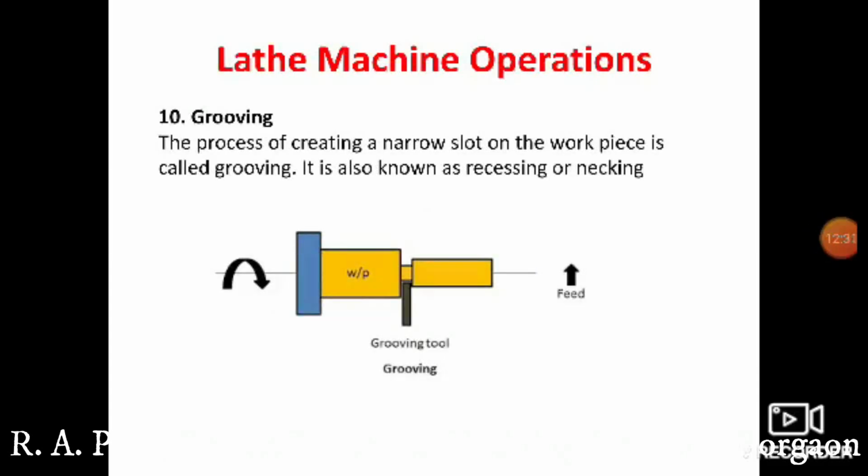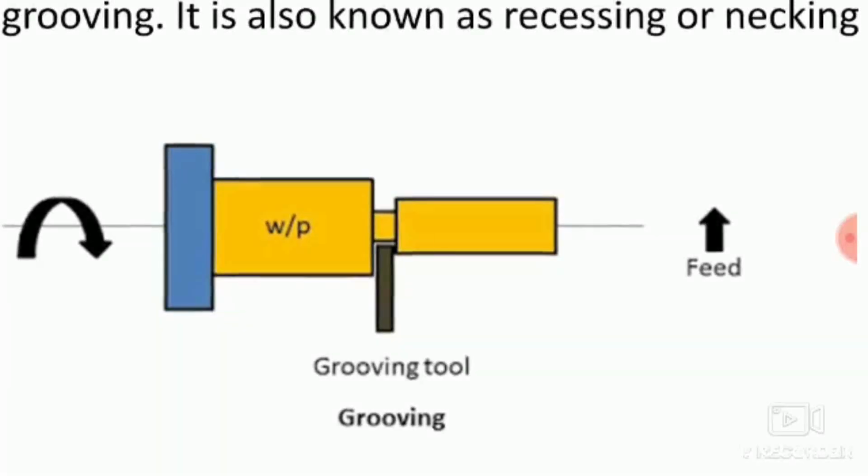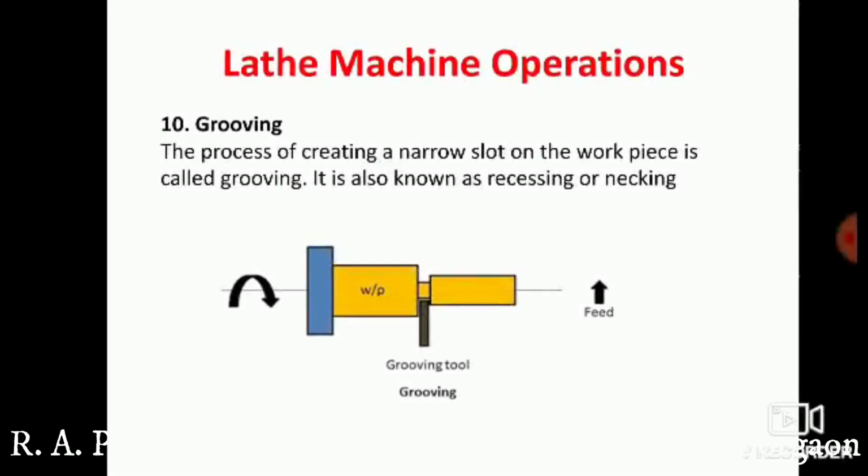Next operation, that is grooving. So the process of creating a narrow slot on the workpiece is called grooving. Here we are creating a narrow slot with the help of a grooving tool, and this process is known as grooving operation. So grooving is the process of creating a narrow slot on the workpiece. It is also known as recessing or necking.